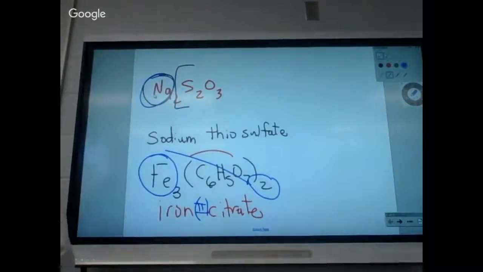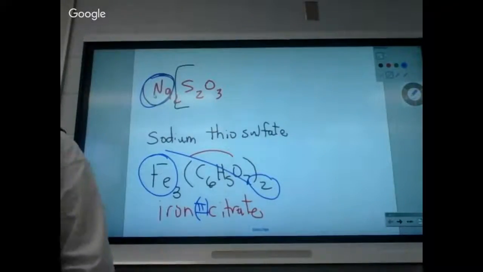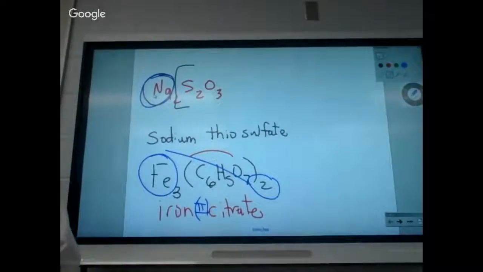What kind of element are they? Are they metals or non-metals? There's a metal. That's right. Since they start with metals, I can't use a prefix. I can only use prefixes if they're non-metals. Okay? So that's why I can't do it.